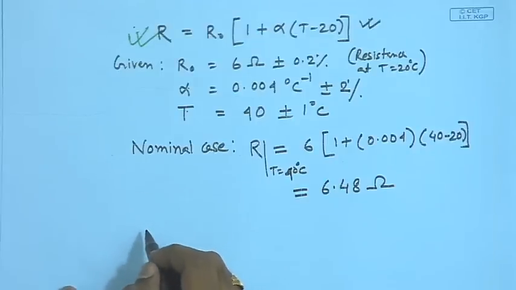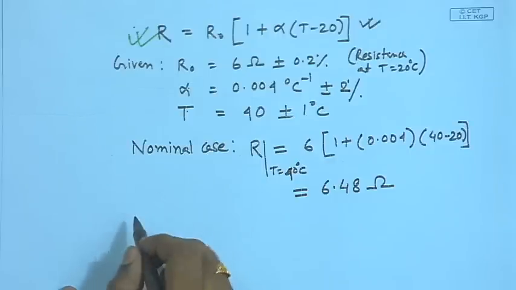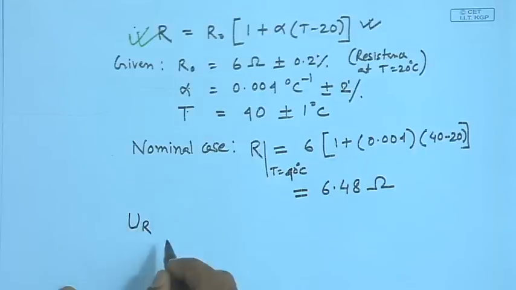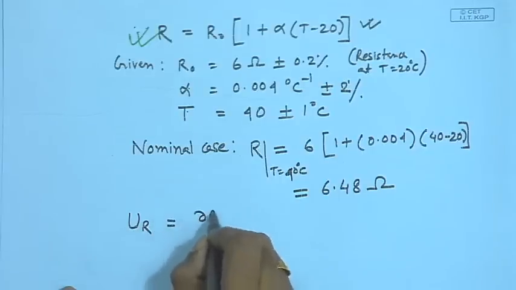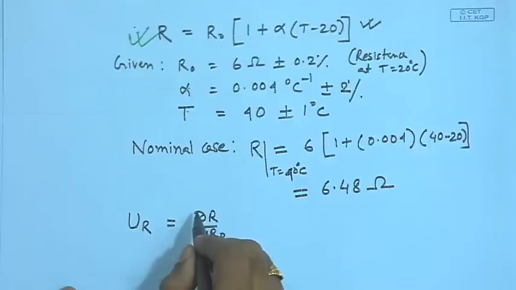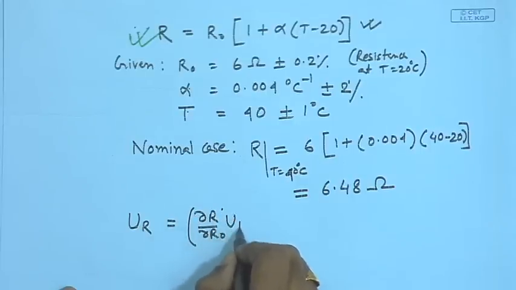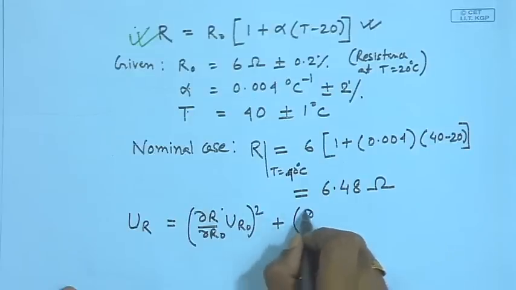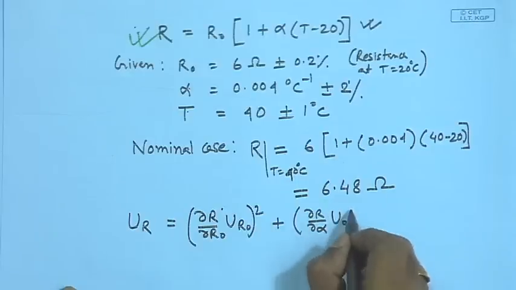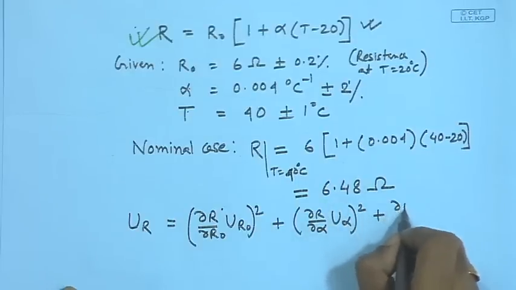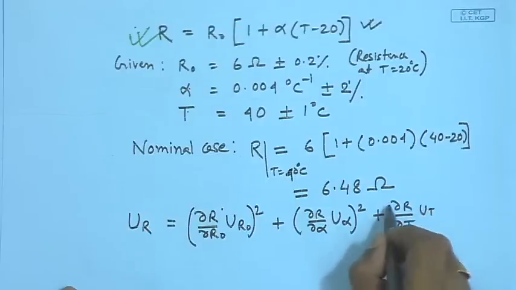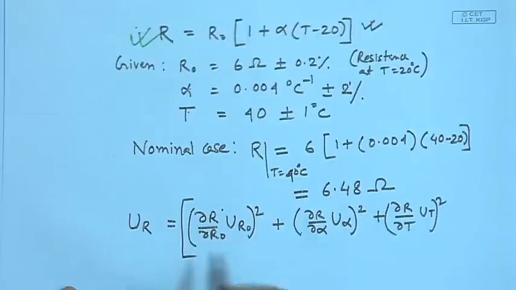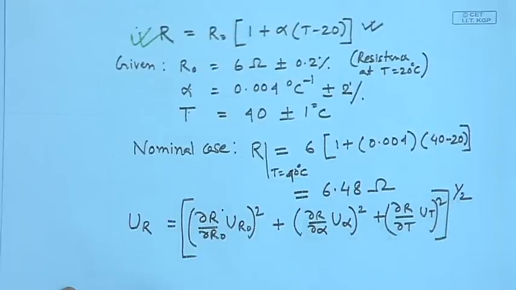Now, we will make use of the equation that we discussed in our last class to find out the uncertainty. Uncertainty in the computation of resistance, let us denote it by UR, will be equal to the square root of the sum of delta R by delta R0 times UR0 squared, plus delta R by delta alpha times U alpha squared, plus delta R by delta T times UT squared.